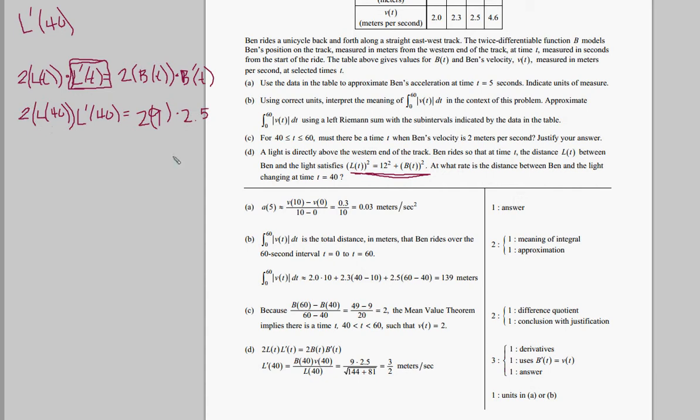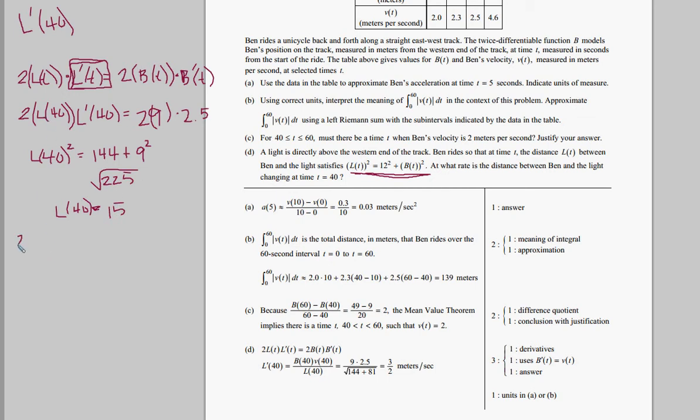L of 40 I can get by putting back into this equation. So L of 40 squared is going to equal 144 plus b of 40 squared, and we said that b of 40 was 9, right? So we have 9 squared here. 144 plus 81 is 225. And so when I square root that, I'll get 15. So I know that L of 40 is 15. And so that will go here.